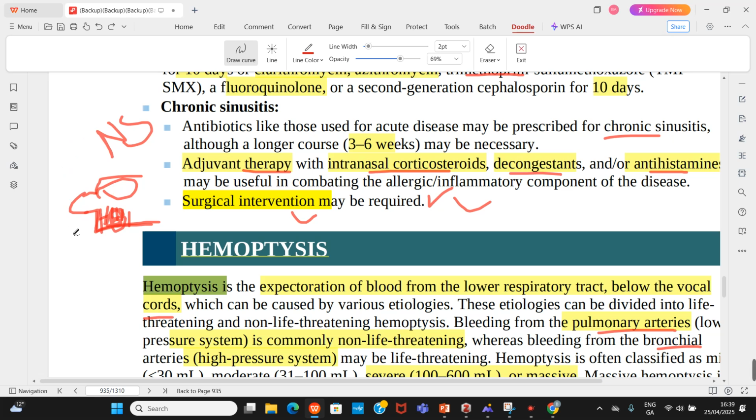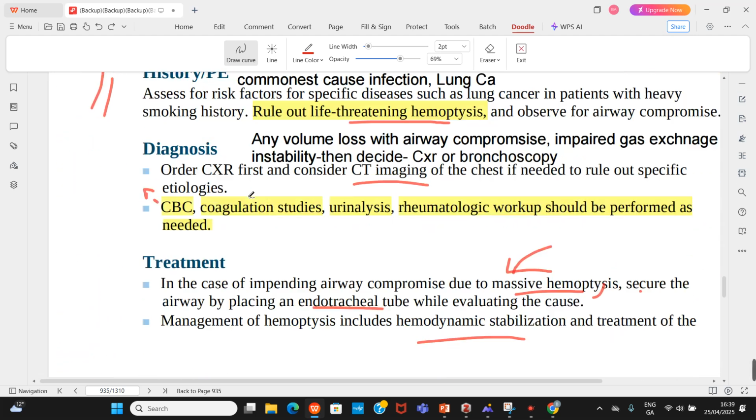So very, very important. Before you give anybody CT imaging, always look for hemodynamic instability. Once somebody is unstable, never pick CT. Never. It will be wrong.